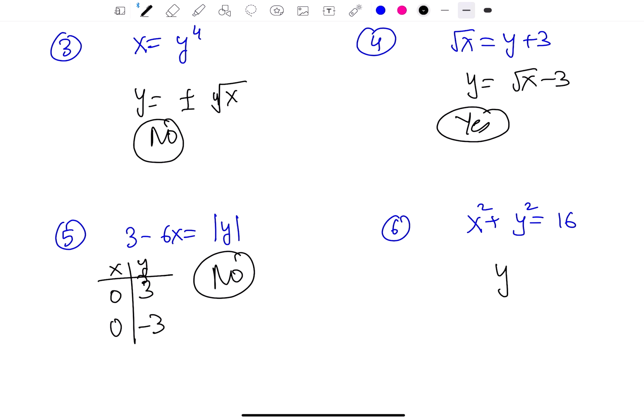Next one, similar to the first problem, y is equal to plus minus square root of 16 minus x squared. Not a function because input values are repeating here. When x is 0, y can take two different values for x as 0. y is going to be plus or minus the square root of 16, which is 4. Because if x is 0, y can be positive 4 or y can be negative 4 because of the plus minus sign in the front.